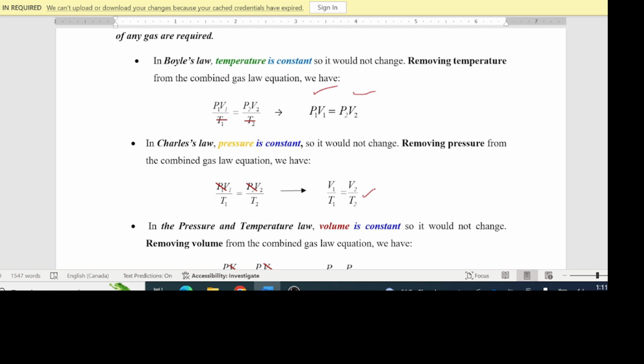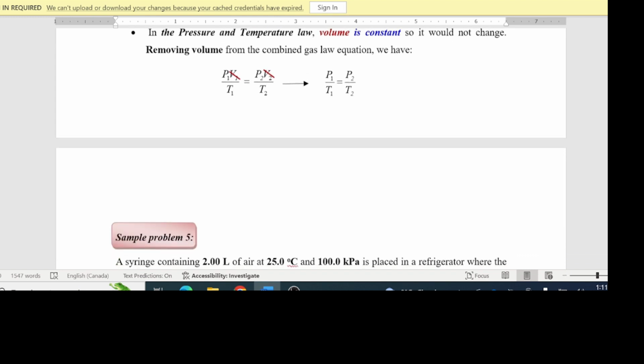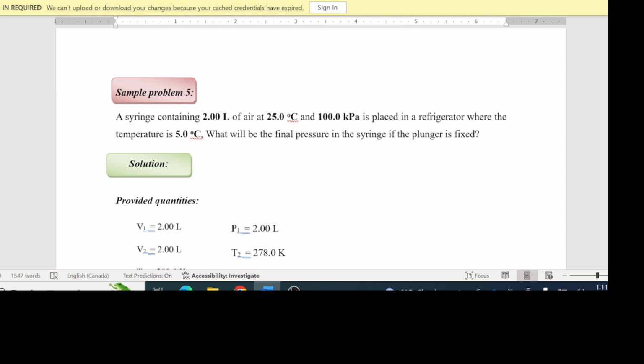Now if you want to know Gay-Lussac's law, or the pressure and temperature law, what doesn't change? Volume doesn't change, and this is what it is. So you can derive all 3 of these laws from the combined gas law equation, okay? So let's look at that question and see how you can apply the combined gas law.